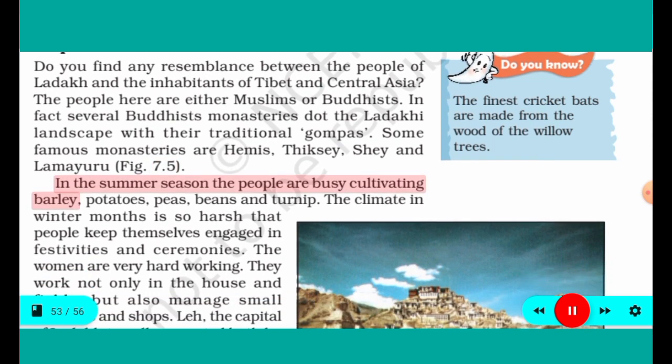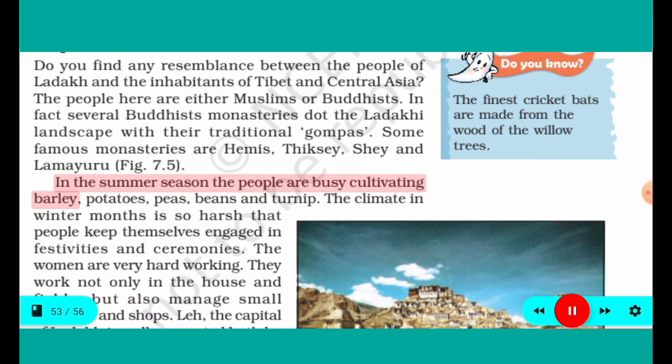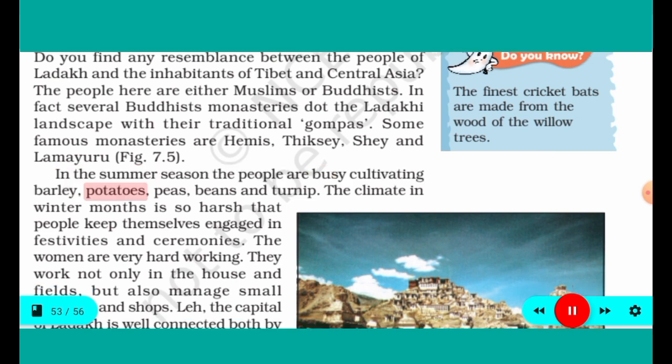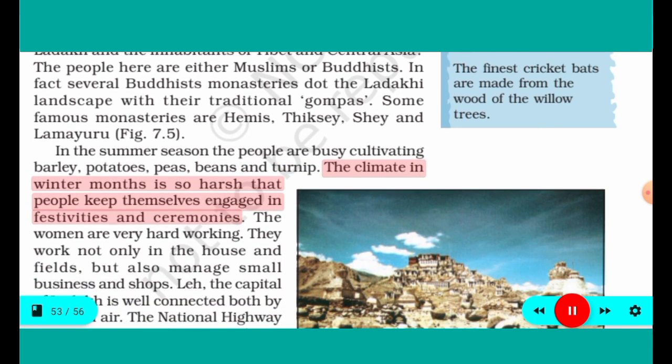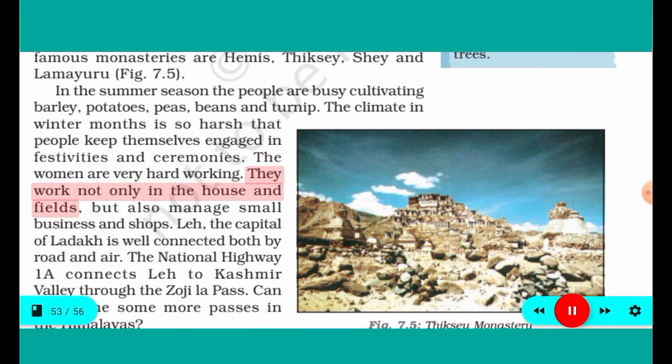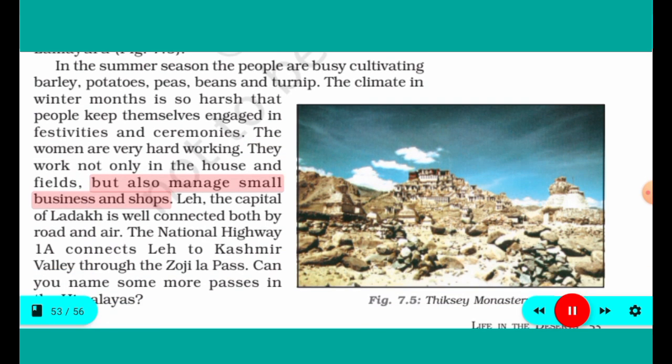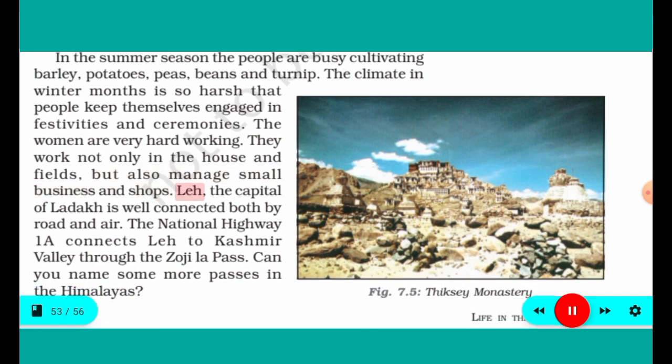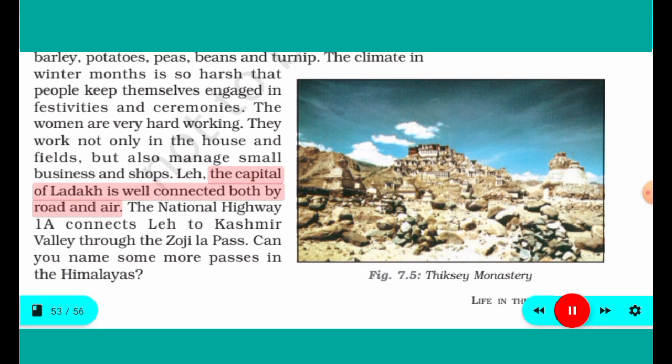Fig. 7.5. In the summer season, the people are busy cultivating barley, potatoes, peas, beans and turnip. The climate in winter months is so harsh that people keep themselves engaged in festivities and ceremonies. The women are very hardworking. They work not only in the house and fields, but also manage small businesses and shops.